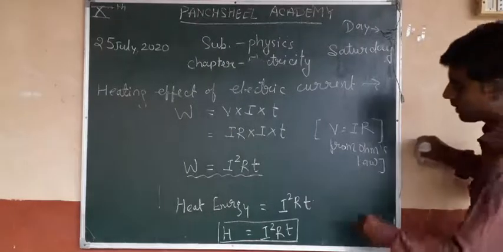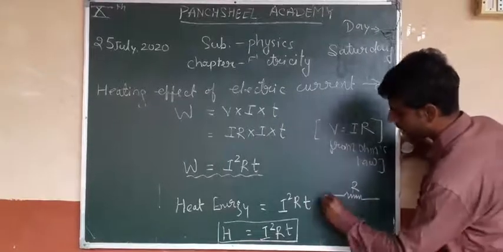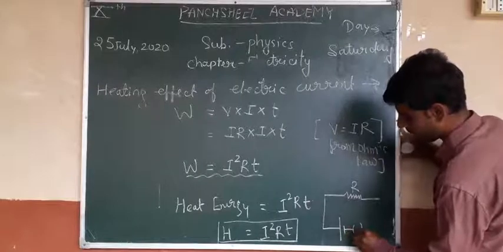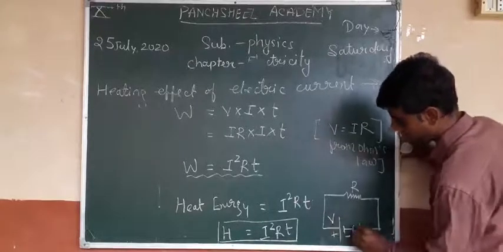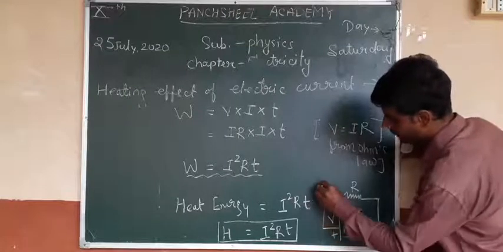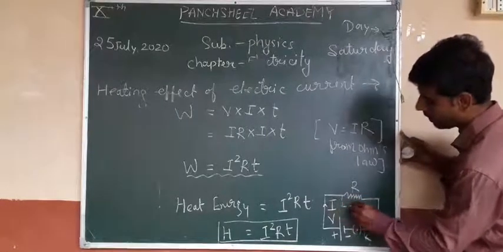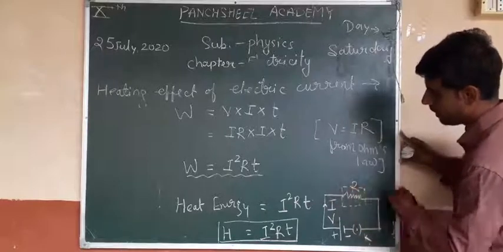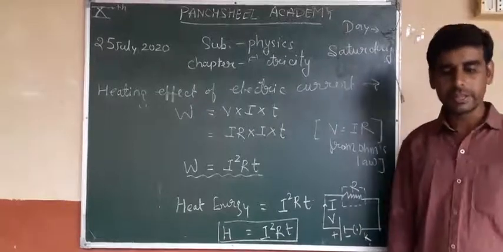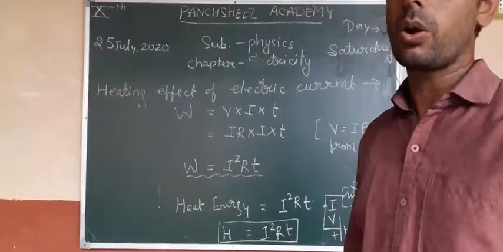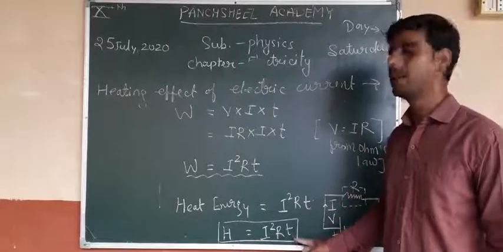Make a diagram here. This is the wire having resistance R, and to this wire we connect a battery having potential V. If this key is closed and some current I is flowing in this circuit, due to the resistance heat is developed, and this heat is equal to I square R into T. So this heat depends on three factors: I, R and T.